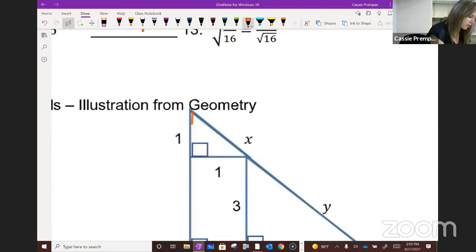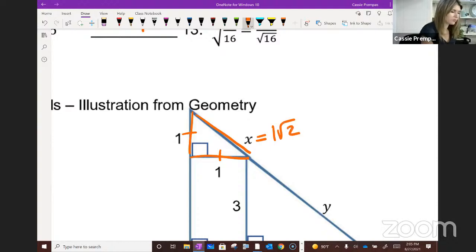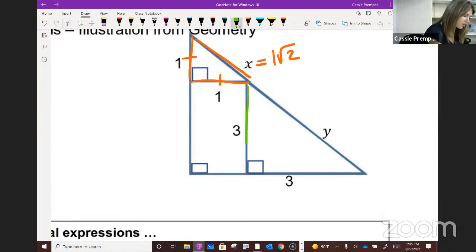Actually, I'll ask for your help. If I look at this small little triangle, this is an isosceles right triangle. If the legs are congruent, there's something that's true about the hypotenuse. Does anyone know what the hypotenuse would be here if the sides are 1? Jonathan? Nice, 1 root 2. If I look at the medium triangle, what would be the value of y then? If the sides are both 3? Annalise? 3 root 2.